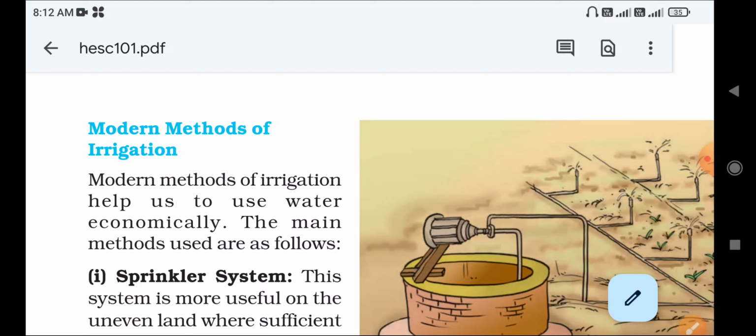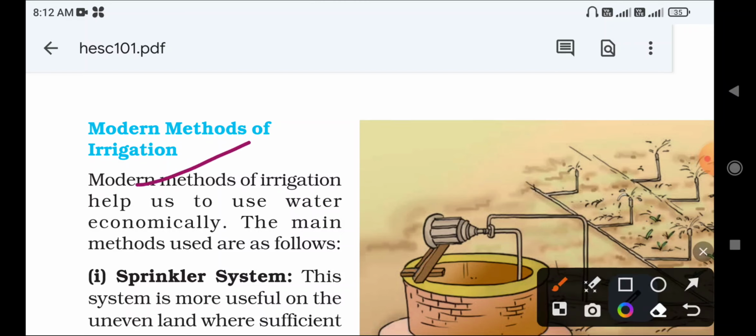In our previous videos, we discussed the methods of traditional irrigation. There are mainly four types: one is a motor, another one is a chain pump, third one is a Dhekli, and fourth one is a Rahat system. These are the four major traditional methods of irrigation used in ancient times, and we also discussed the advantages and disadvantages of traditional methods in a detailed, descriptive manner.